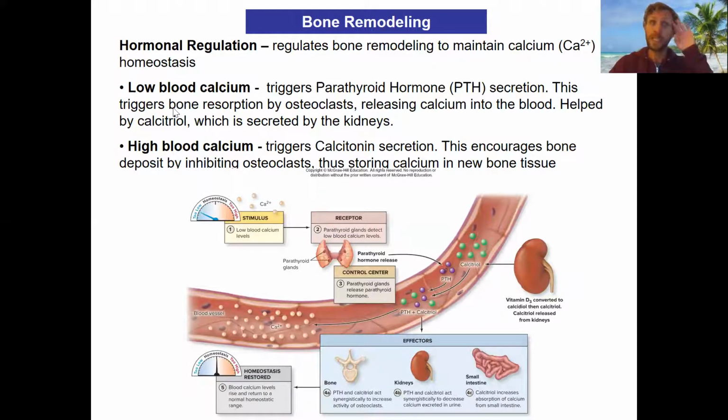Well, it triggers an increased activity of osteoclasts. In doing so, that means we're going to increase the amount of bone resorption that's occurring. That means we're dissolving more bone tissue, thereby taking calcium out of its storage reservoir, which is the bone matrix, and releasing it into the bloodstream to help bring those levels back up to where they need to be.